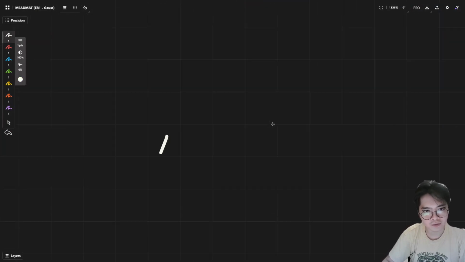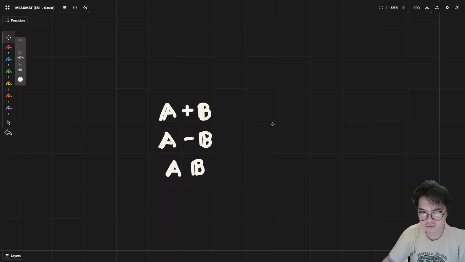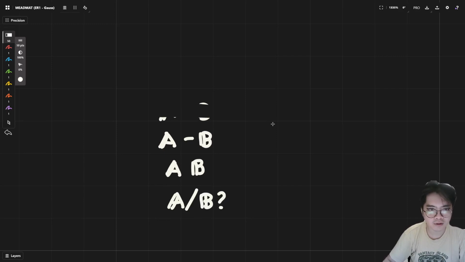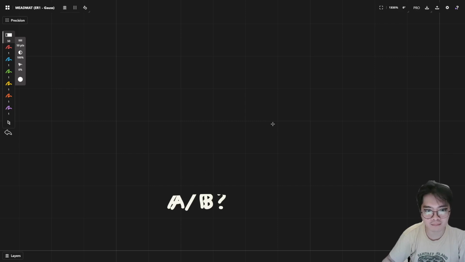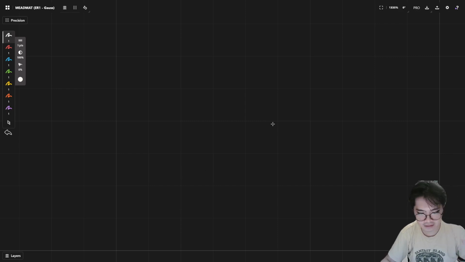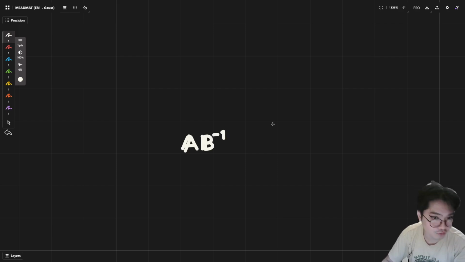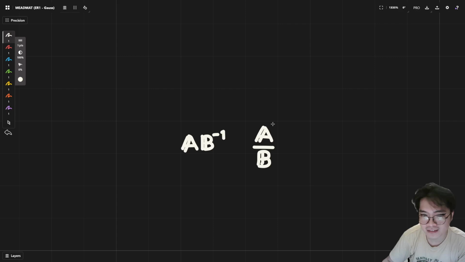Say for example, if A and B are the same size, you can add A and B. You can subtract A and B. You can of course multiply A and B, but can you divide A and B? The answer is no. You cannot do that. But the easiest alternative is for you to take the inverse of B, which is denoted by B raised to negative 1. It's kind of the same thing as doing A over B, but it's not possible, of course, for matrices.